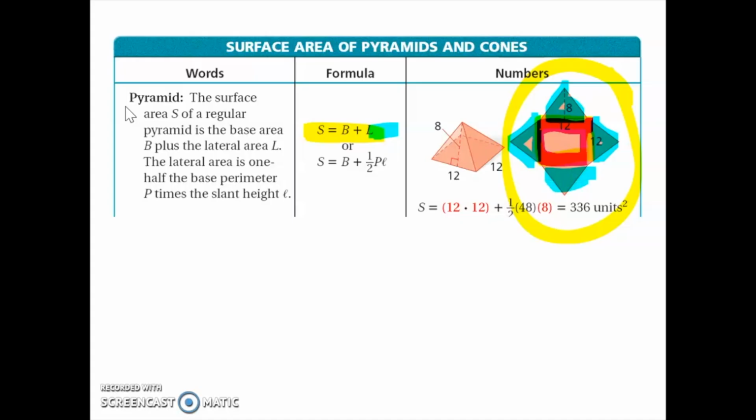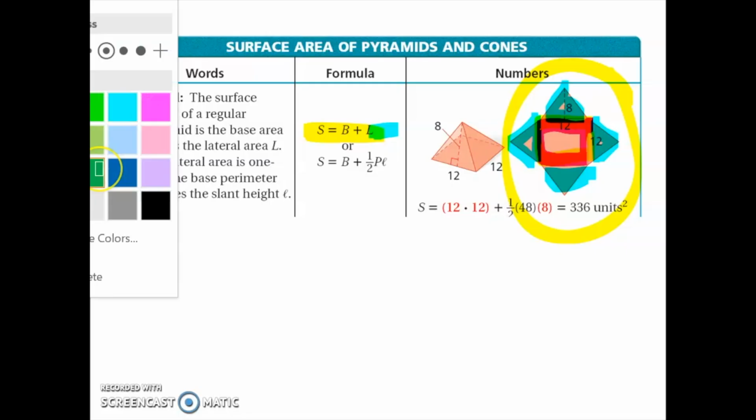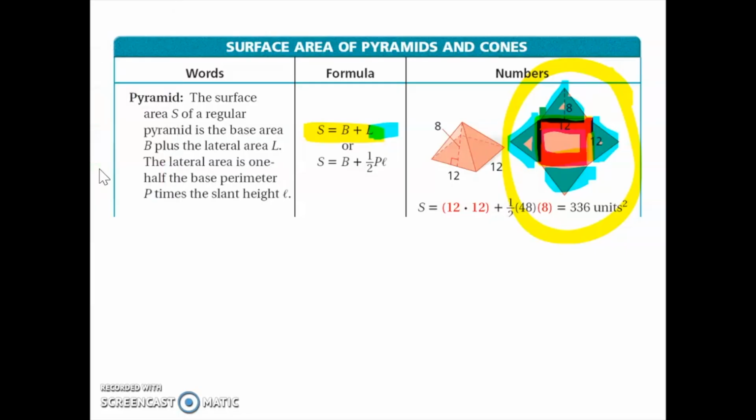Now, when our base is a regular polygon, meaning all the sides are the same, like a square, like a regular pentagon, like an equilateral triangle, then all we have to do is find the same idea as we saw in our prisms, that we are going to look at the perimeter of that base shape, which is right here. That's what the P stands for. That stands for perimeter.